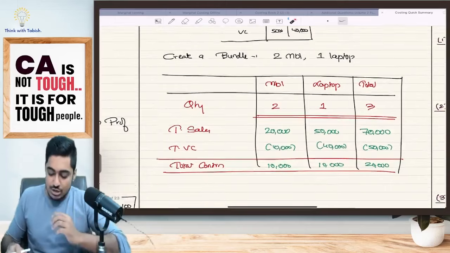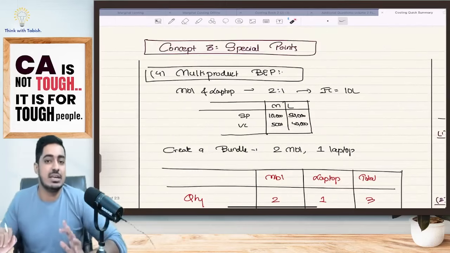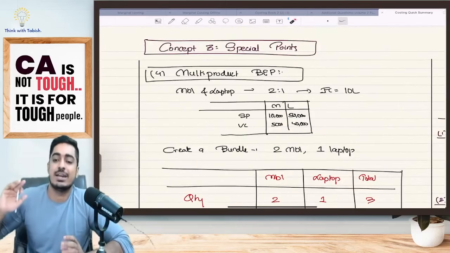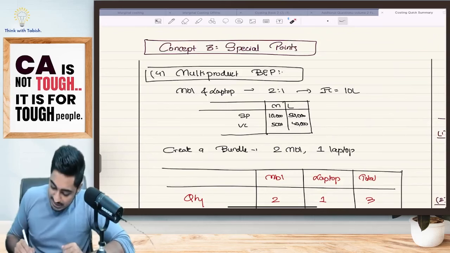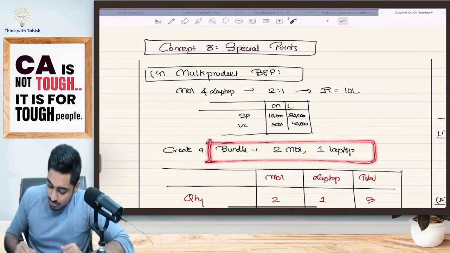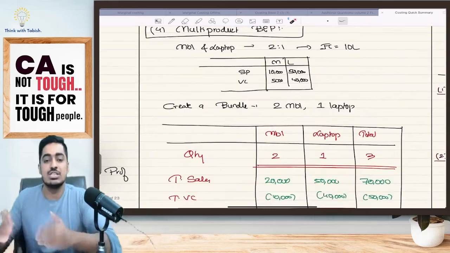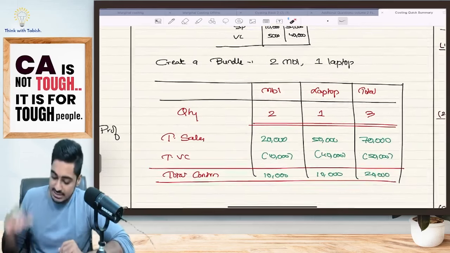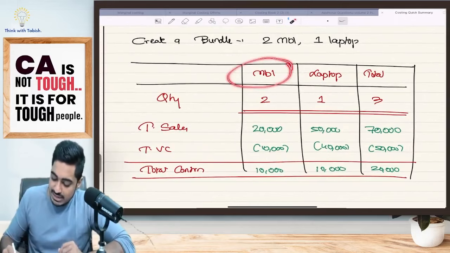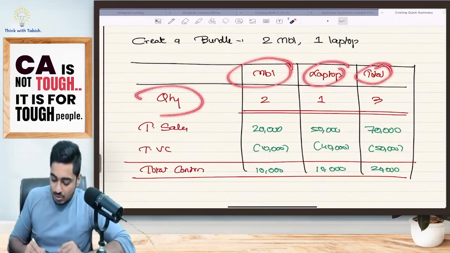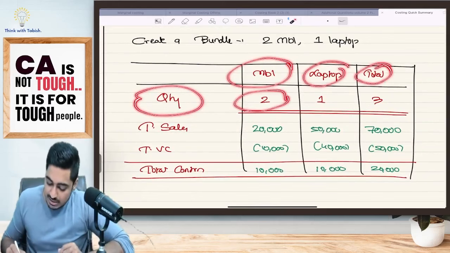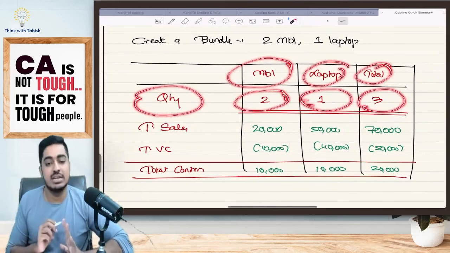Pay attention. So tell me, students, how am I selling goods? If I sell 2 mobile, I will sell 1 laptop. Yes or no, everyone? So I will create a bundle which consists of 2 mobiles and 1 laptop as a composite unit. Okay, great. For this composite unit, I will do all the calculations. Pay attention, students. Mobile, laptop, total. Tell me the quantity. How much mobile I am selling? 2 mobile, 1 laptop. That means totally 3 items I am selling.